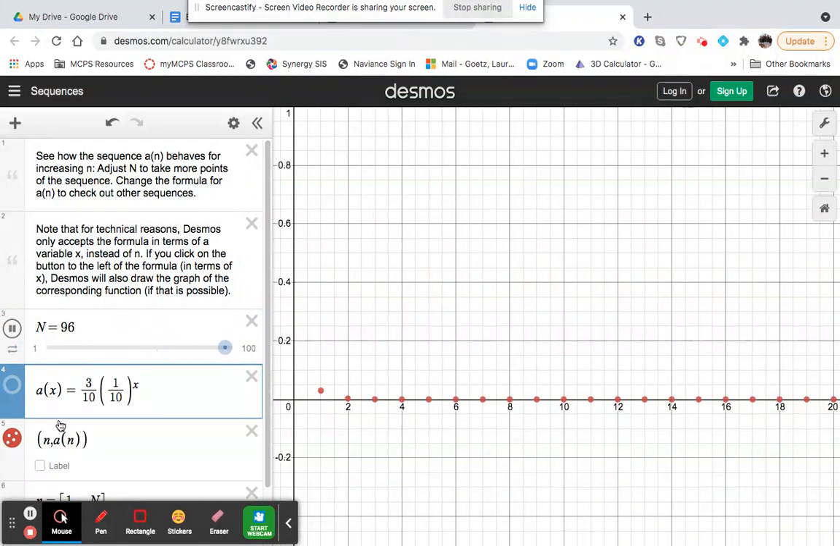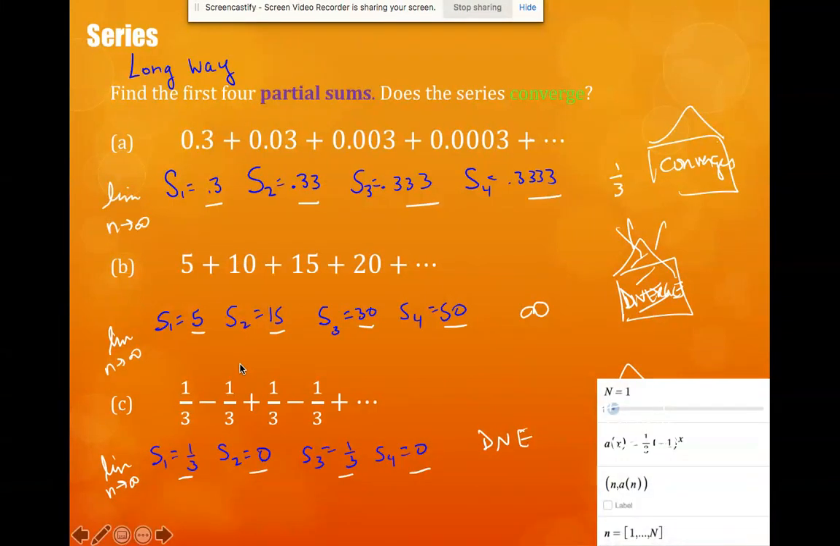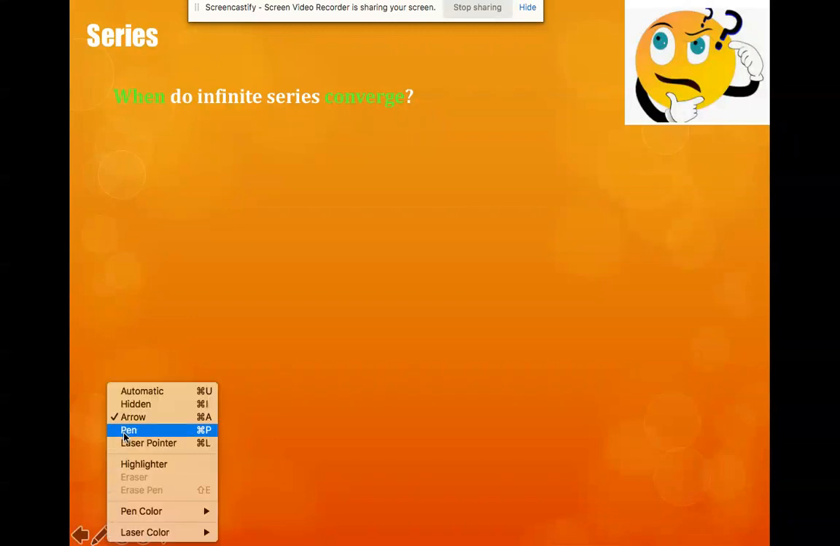See what's happening there? Let me slow it down a little bit. Right? Look at those terms. Getting pretty small, right? So, again, we don't really want to go through all that. We would like a shortcut. Please tell me that there is a shorter way to determine convergence.